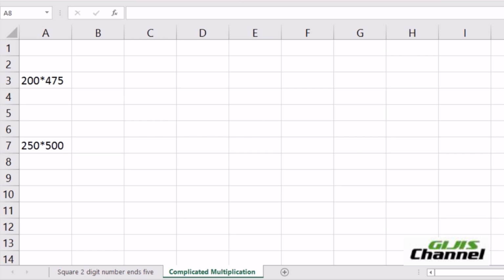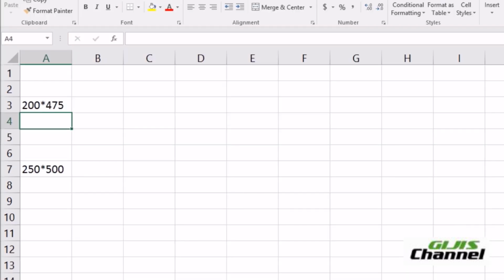Okay, let's see how to do a complicated multiplication. So I have two numbers here, 200 times 475. To do the complicated multiplication, the shortcut I am going to tell you has a condition: one of the numbers should be an even number. Here one of the numbers is even, 200 times 475. So what do we need to do in this case? The first number is 200 and the second number is 475.